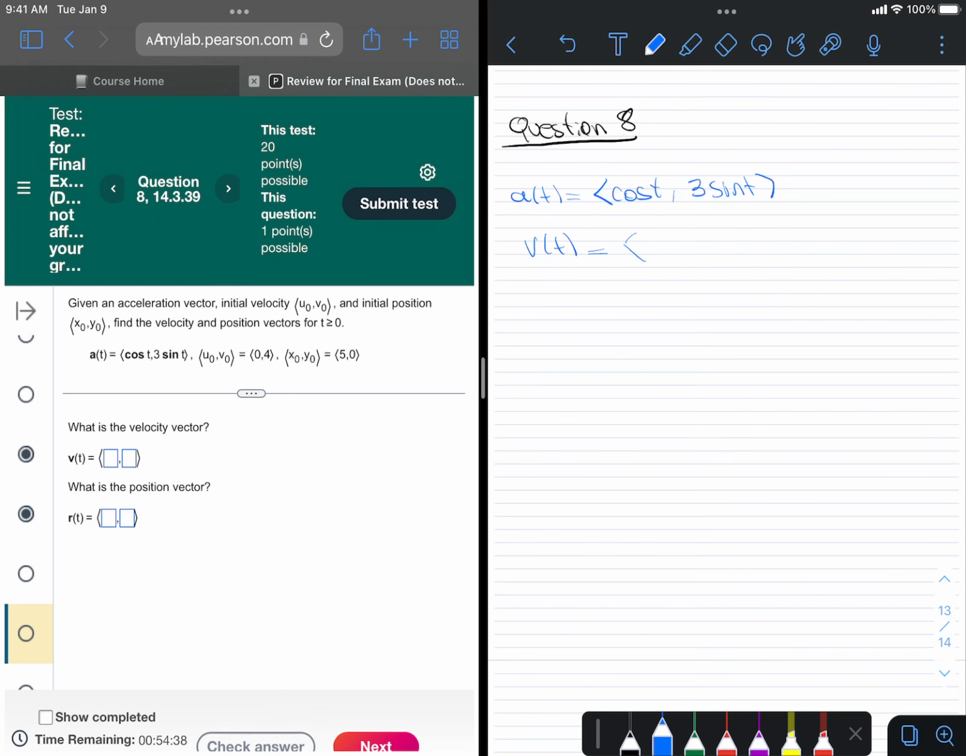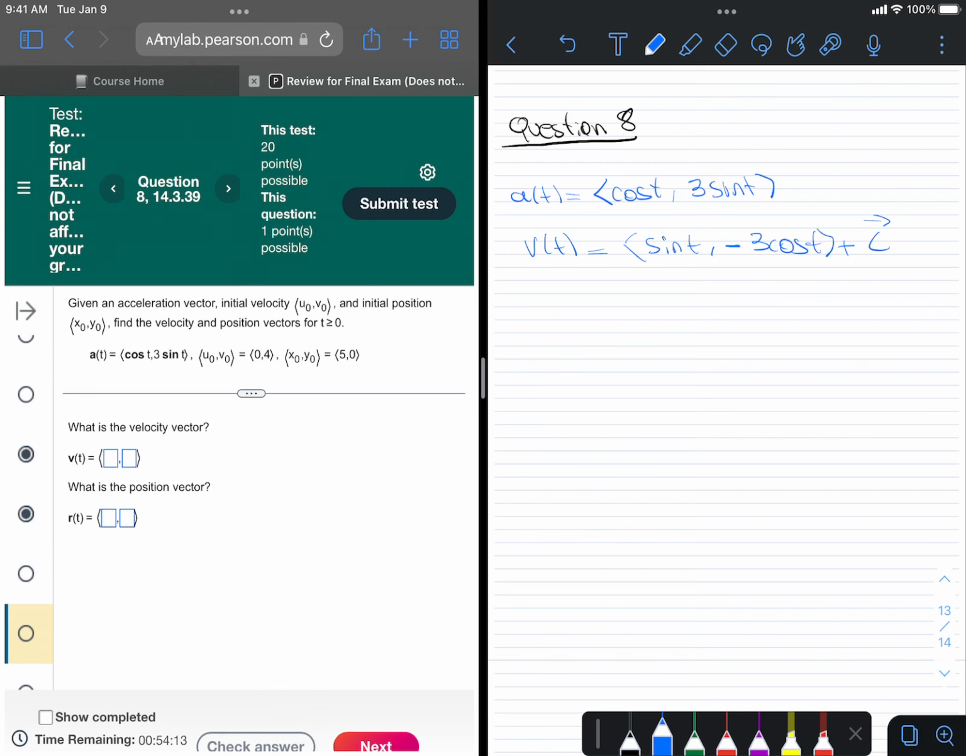The derivative of sine is cosine. So that means this is sine t. The derivative of cosine is minus sine. So that means this is minus 3 cosine t, because when I derive cosine, I get minus sine. The minus cancels with this, and I get this back. Always add some constant c vector at the end, and that's where the initial velocity starts to be useful.